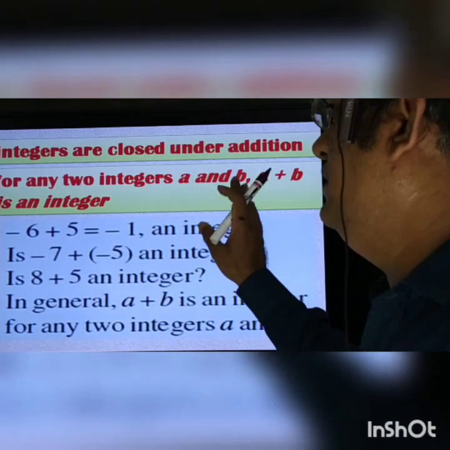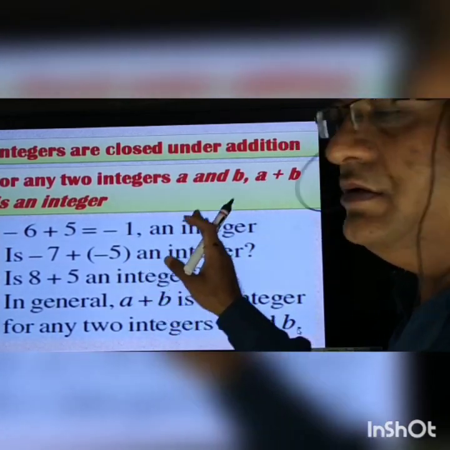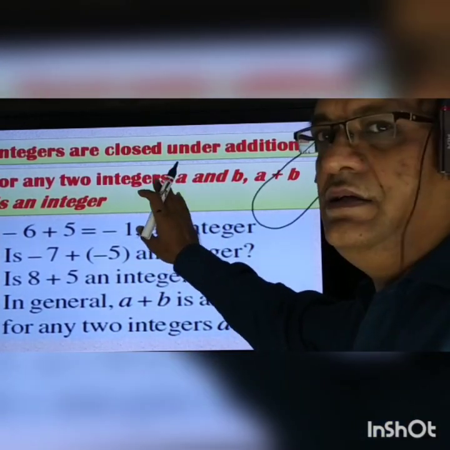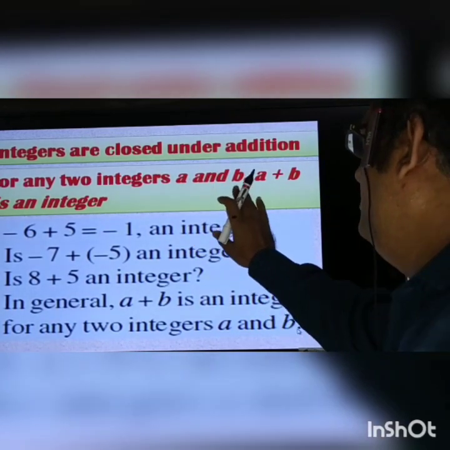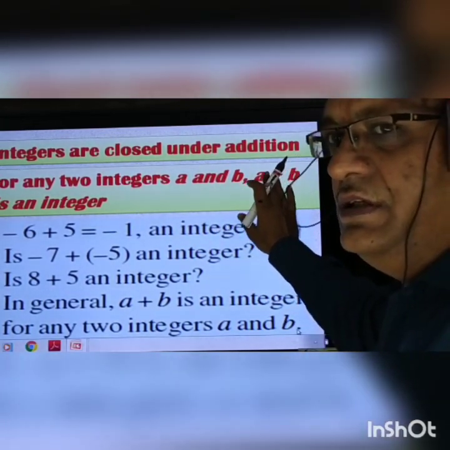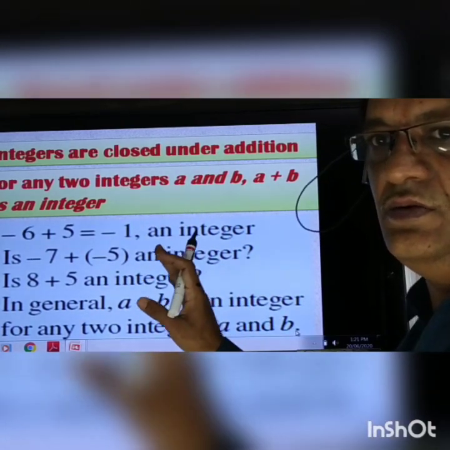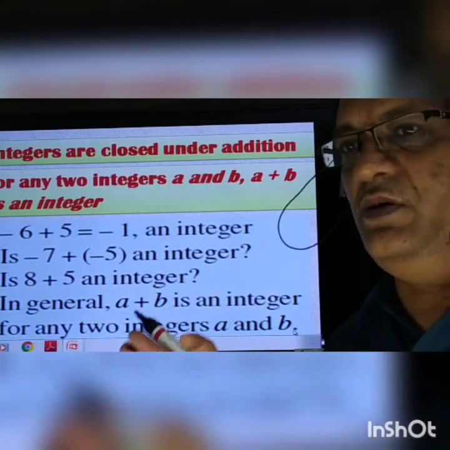When we add two integers, the resultant answer is also an integer. So for the addition of two integers, suppose a and b, the addition a plus b is also an integer. So integers are closed with respect to addition.